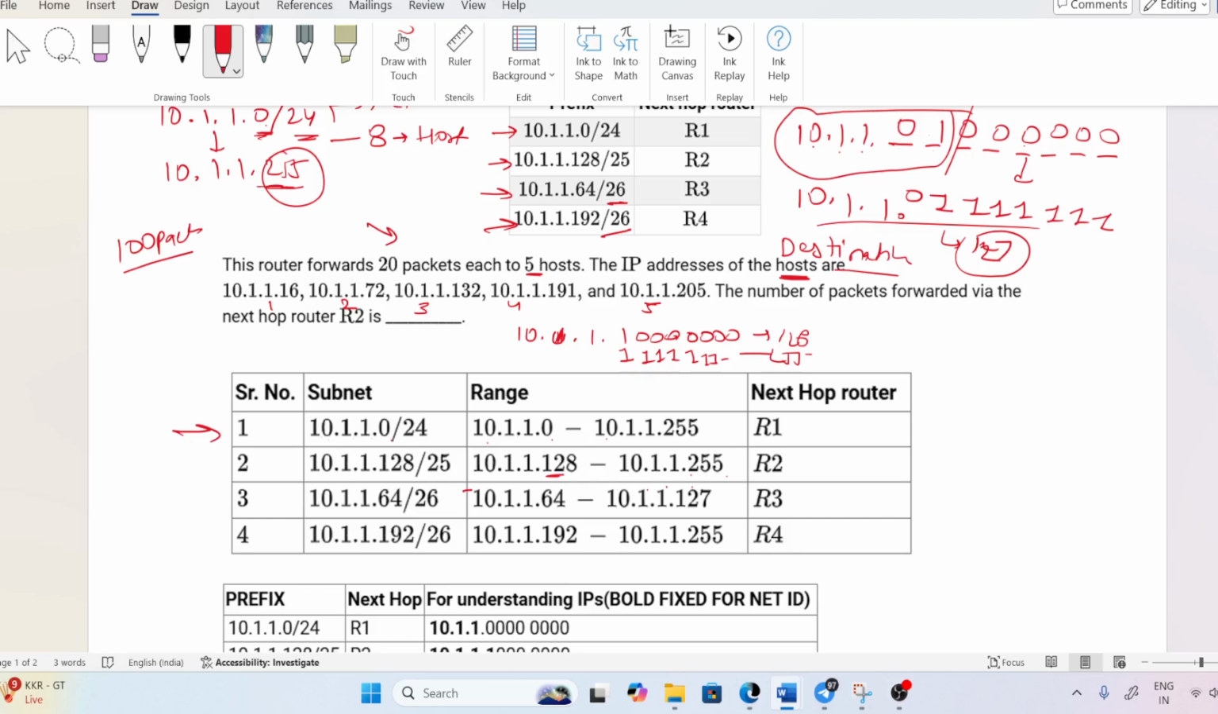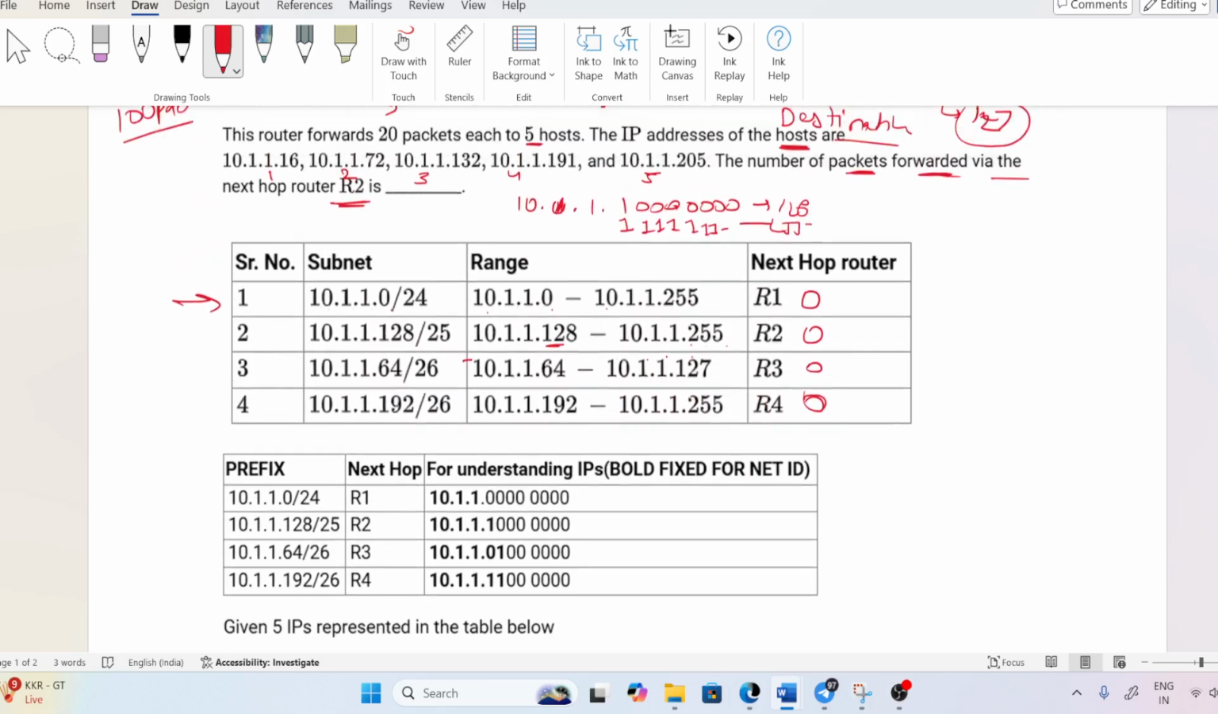Now we need to find the number of packets which are going to be forwarded by the next hop router, R2. How many did R2 forward? Initially we write 0, 0, 0, 0, so they have not forwarded anything yet. Let's suppose. Now let's check the range here.